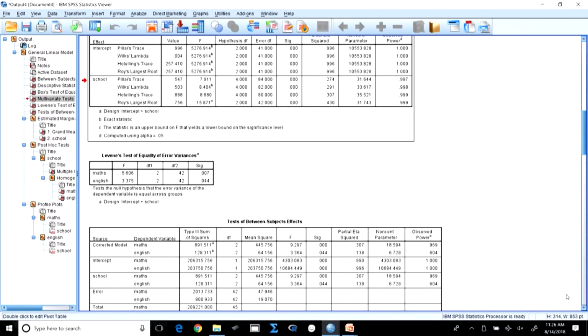First of all, let us see the 2 dependent variables, maths and English. Actually in this case, the data we have used was not adequate, as I already said. It was only 45 where it would have been 60.